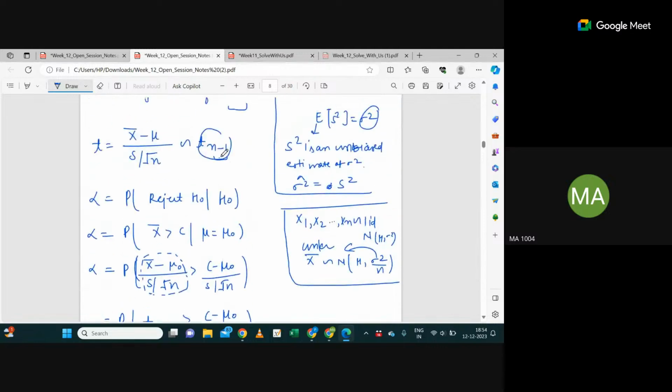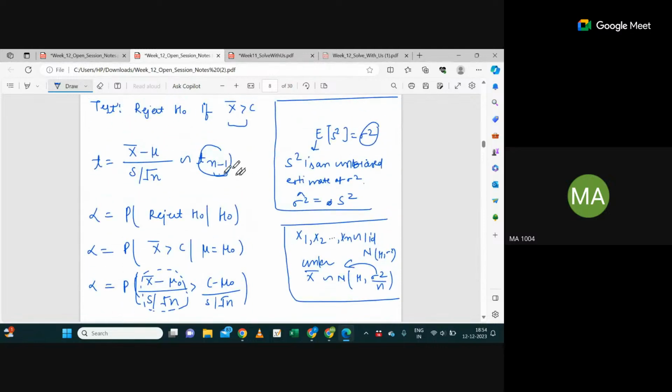What is degree of freedom and all, we will discuss it later. Why it's n minus 1, because we are losing 1 degree of freedom to estimate these parameters actually. We will discuss it later.